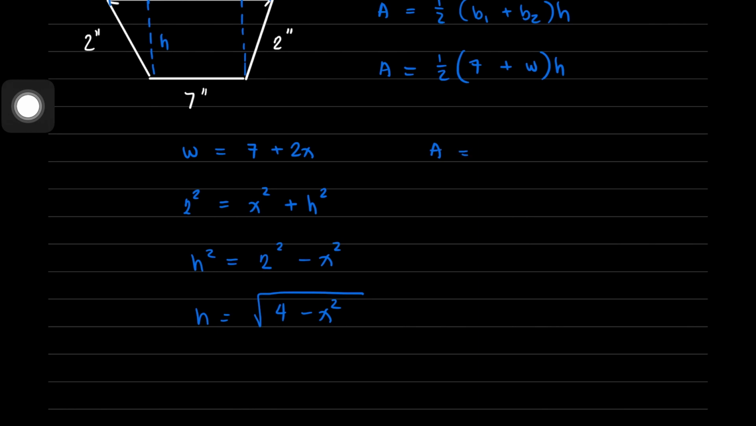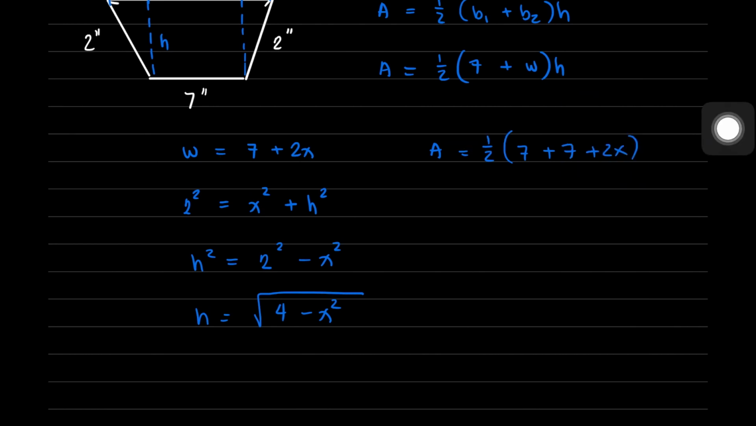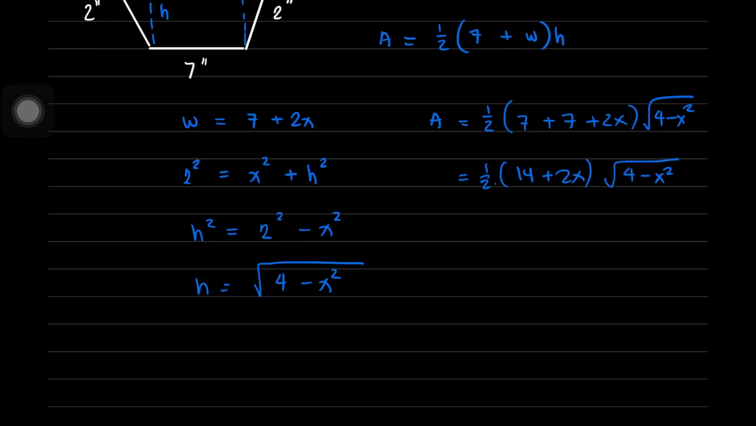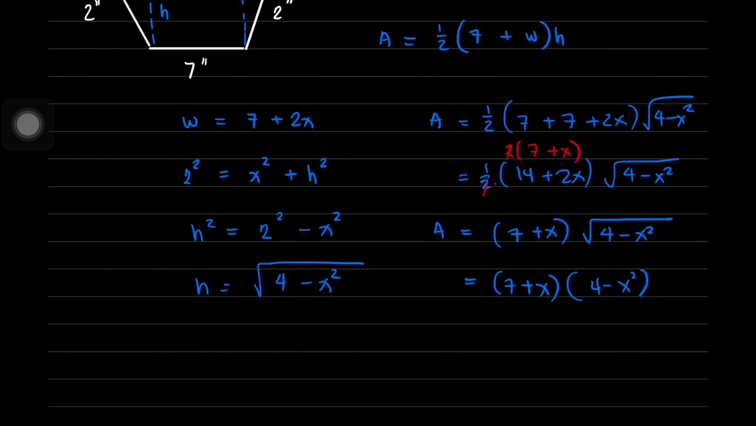So the area is now equal to 1/2 multiplied by 7 plus 7 plus 2x, okay, so this is the width, multiplied by the square root of 4 minus x squared. Now, if we simplify this, this is equal to 1/2 multiplied by 14 plus 2x multiplied by the square root of 4 minus x squared. 2 can be factored out here so that it will cancel out the 1/2. So that will be 2 multiplied by 7 plus x, and that 2 will cancel out. A is now equal to 7 plus x multiplied by the square root of 4 minus x squared, or this is equal to 7 plus x multiplied by 4 minus x squared raised to 1/2.